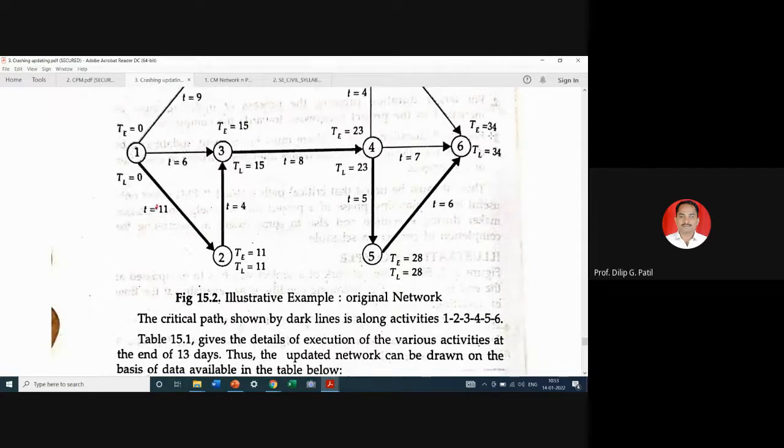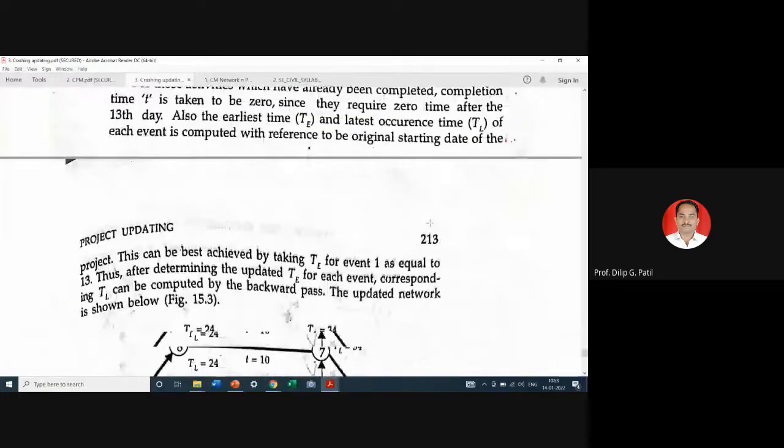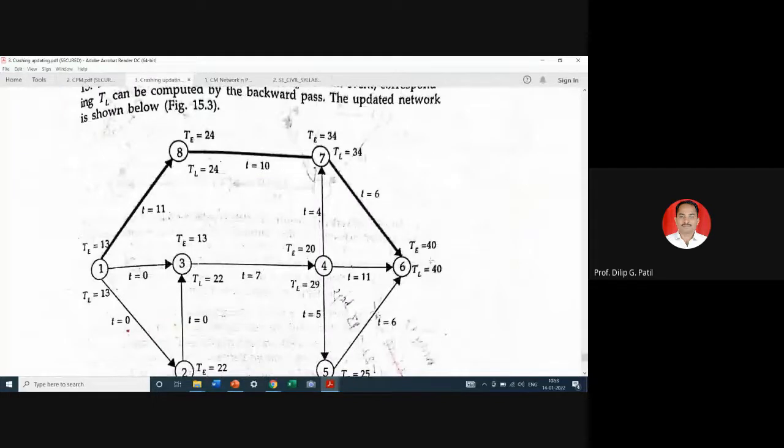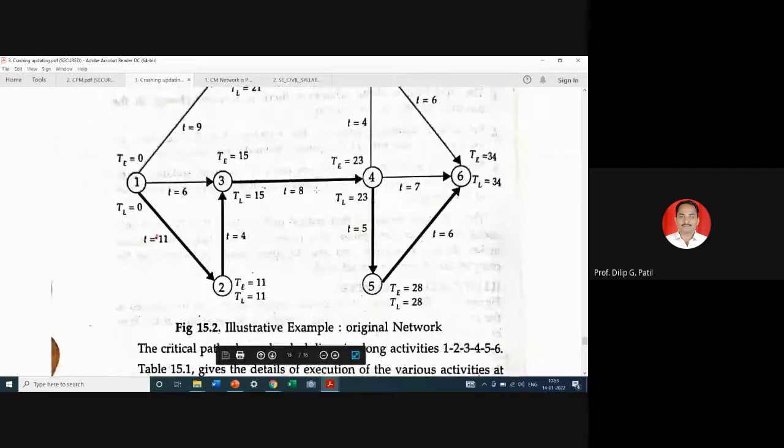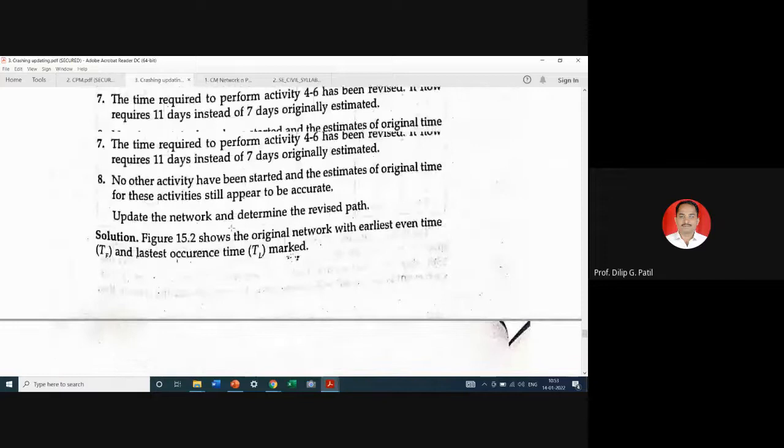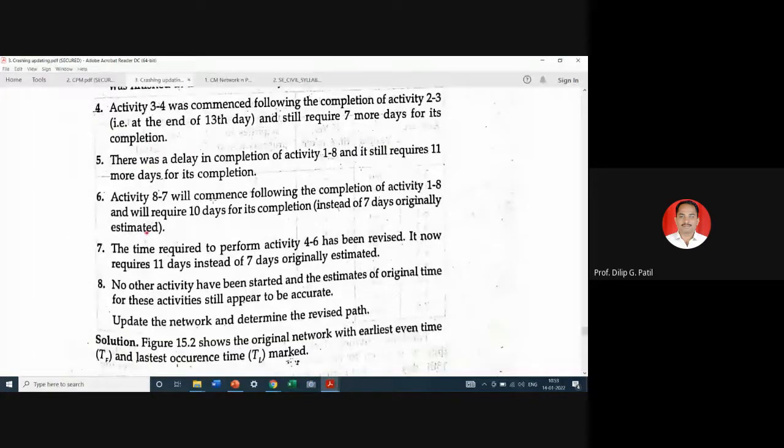Here project duration of 34. Here you can see project duration is 40 days. So project duration is increased. Critical path is also changed. So here you will find that A1876 is now the critical path. So we need to concentrate on this path instead of 1, 2, 3, 4, 5, 6 as per our first schedule. Okay, we will come to that point by considering all these conditions.